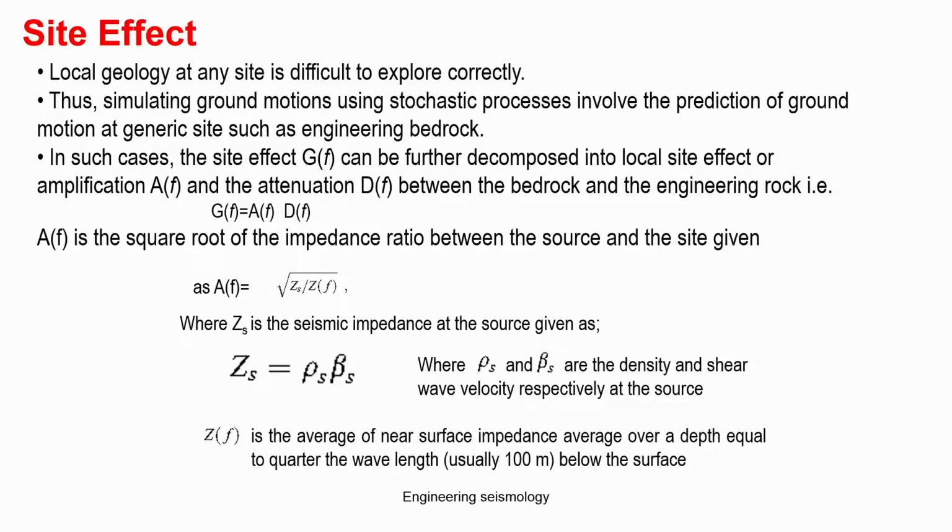The site effect generally counts the local geology at a site, and it is difficult to explore very correctly, as I discussed earlier. Simulating ground motion using the stochastic process involves predicting the motion at a generic site such as a bedrock condition. So, most of the time the simulation is done for the bedrock condition, not for the soil condition. Because of that, the site effect is not much addressed in this simulation model. In such a case, the site effect GF can be further decomposed into a local site effect, and amplification and attenuation between the bedrock and the engineering bedrock.